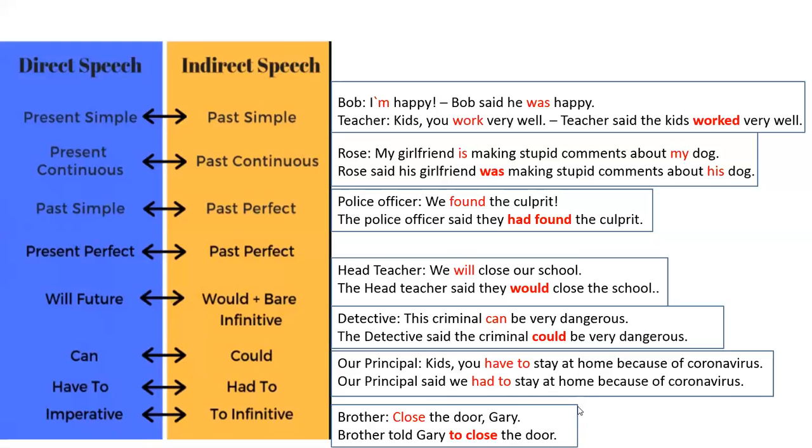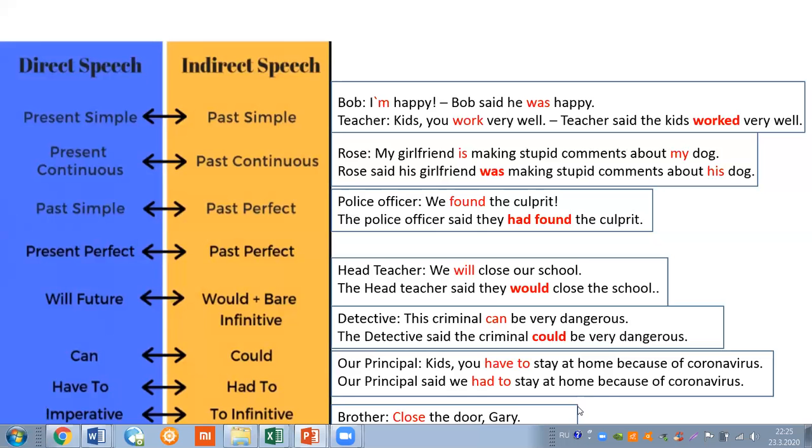And there is one more sentence. I'm going to replace this board, and here you can see how we change imperative to infinitive. Imperative means when someone tells you what to do. This is kind of an order. So the brother, he's probably an older brother, says, "Close the door, Gary." So how do you think we should change it? Brother said, or brother told Gary to close the door. That would be the change which we apply, and the rule is that imperative is changed to infinitive.